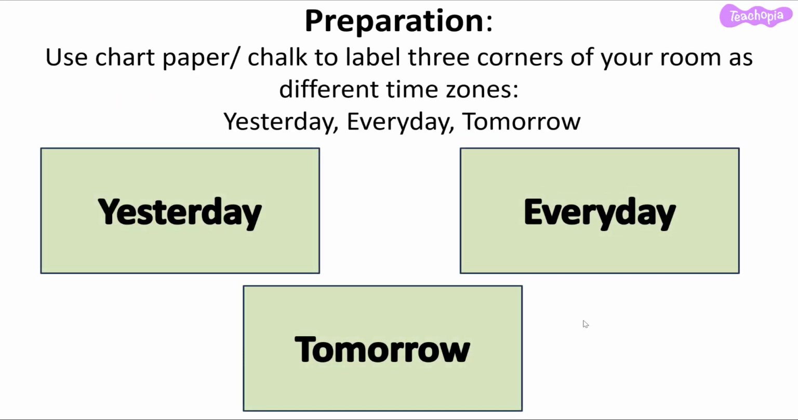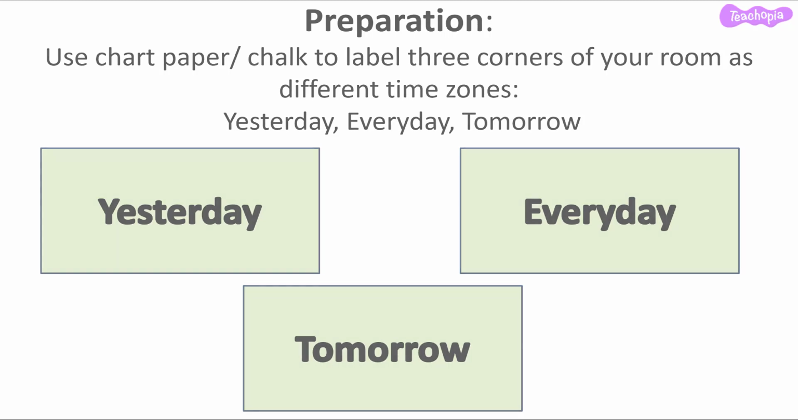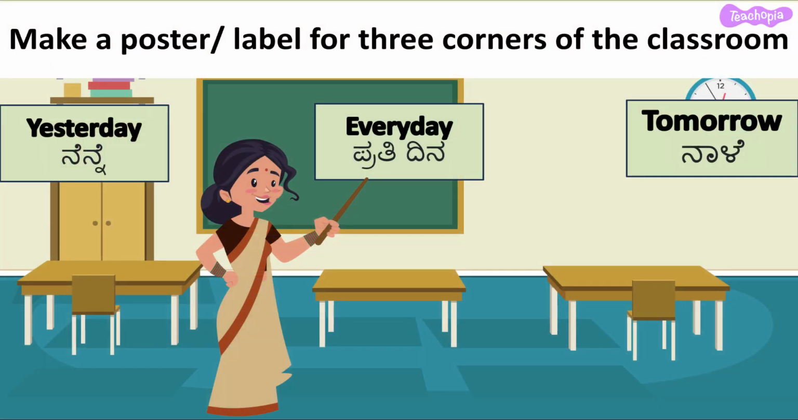To prepare for this activity, create 3 small posters of different time zones using chart paper, namely yesterday, everyday, and tomorrow. Place them in 3 different corners of your classroom. Use Kannada labels below if required as per the level and understanding of your students. If needed, explain the 3 time zones to them.